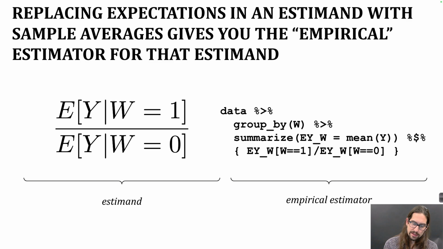So not all estimators are plug-ins, though, okay? For this risk ratio, this is a way that you can estimate it. But there are other ways that you can estimate it that don't depend on you just doing the same thing that you would do to the population data, right?